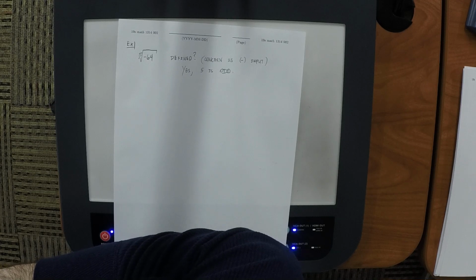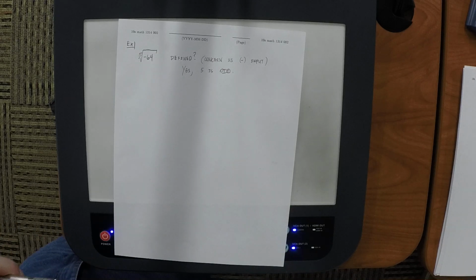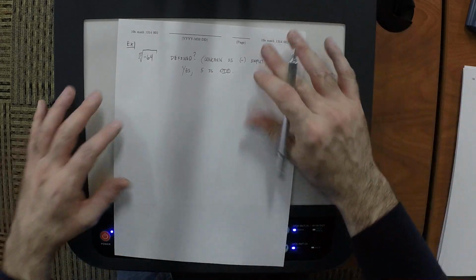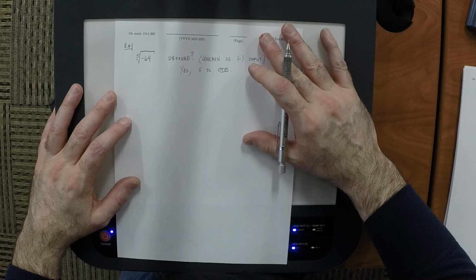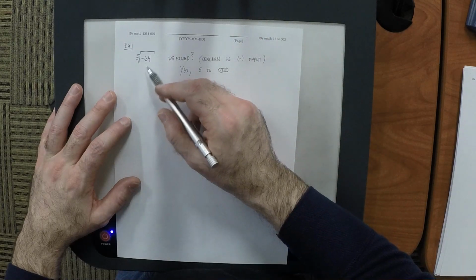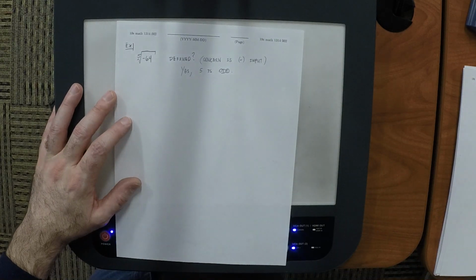Okay. So we'd like to simplify this. All right. So in order to do that, we're going to need to factor negative 64 as best we can.